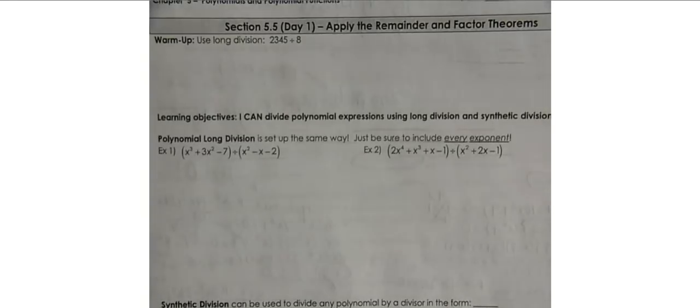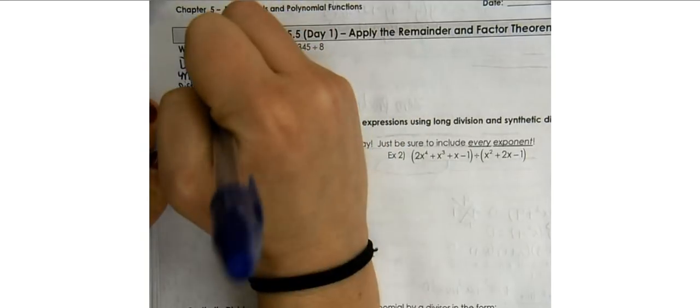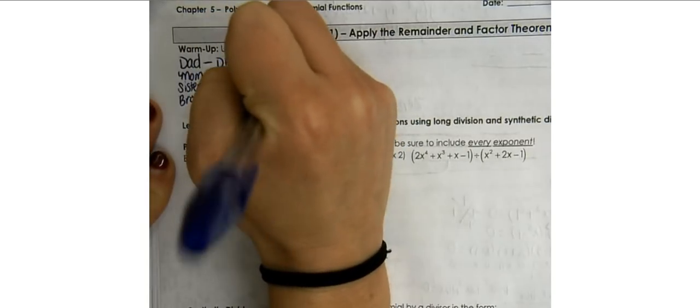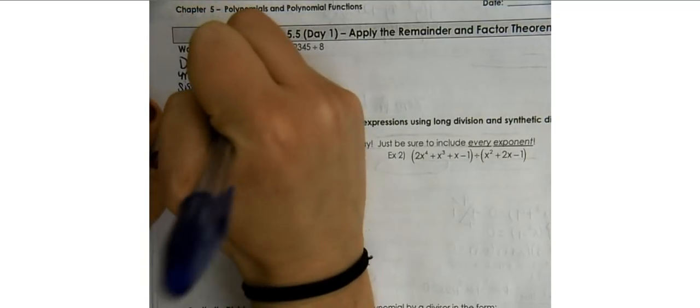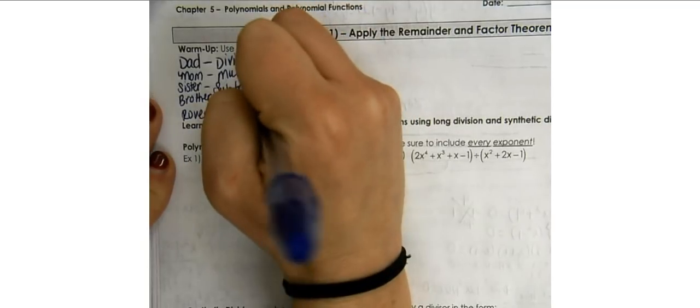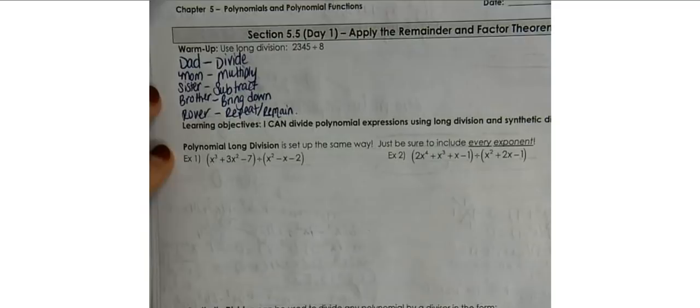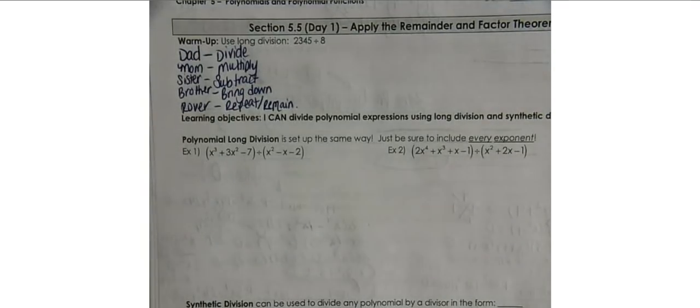All right, so the steps for long division are the following. It goes dad, which is divide, mom, which is multiply, sister, which is subtract, brother, which is bring down, and rover, which is repeat or remain. So these are the 5 different steps for using long division.